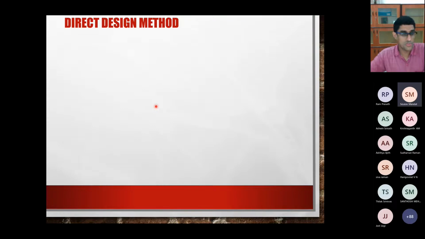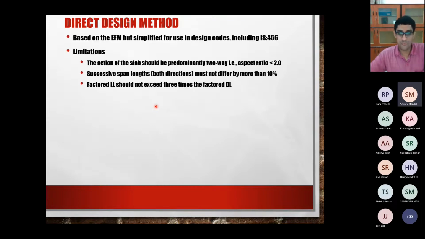But in the code book, a similar method is given. It's known as the direct design method. It is also based on the equivalent frame method, but it has many simplifications built into it. Your IS 456 gives how to use this direct design method, and it also specifies what the limitations are in using it. So these are some main limitations.